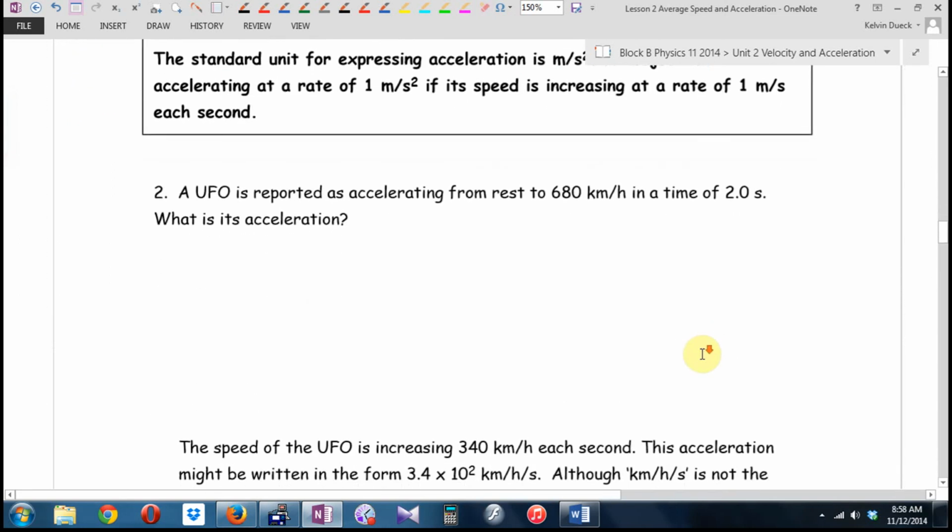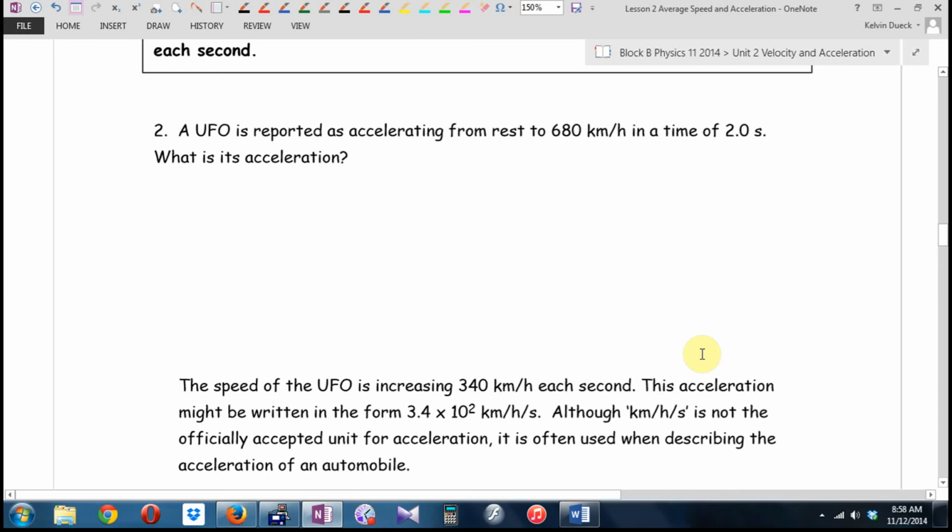Number 2. A UFO is reported as accelerating from rest. You know what? I would probably underline the words "from rest" because that tells me something. To 680 kilometers per hour in a time of 2 seconds. What's its acceleration? Okay. DFIC. What do they want me to find in this question? Yep. You know what? Usually I do that first, actually, because if I can't figure out what they want me to find, then it doesn't do me any good to start.